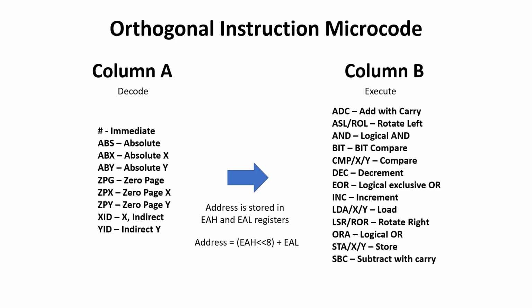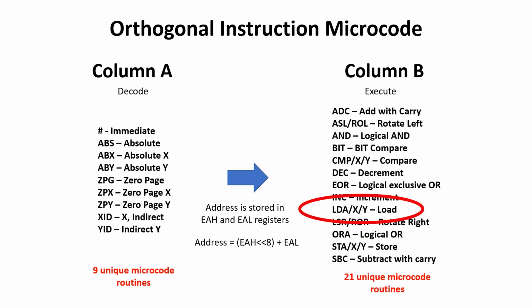It doesn't matter whether we're doing immediate mode addressing or X-indexed indirect addressing, the address is always in EAL and EAH. All of the microcode in column B for every single instruction type will assume that the address is in EAL and EAH. Because of this commonality, it means we need to write the microcode for 9 different addressing modes. Then independently, we write the microcode for the 21 different instructions.